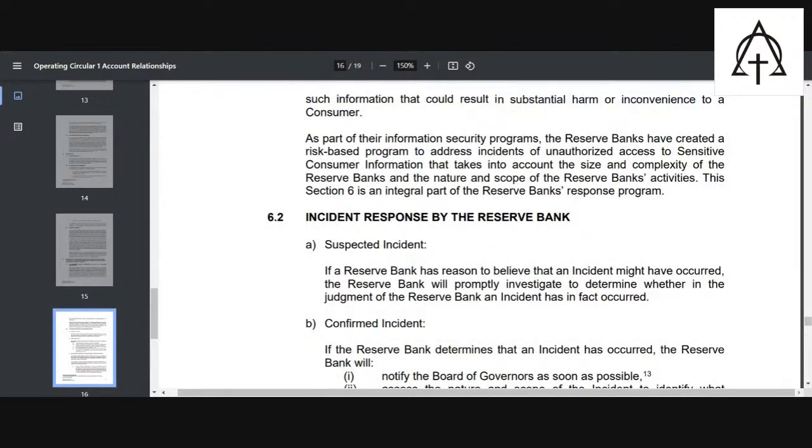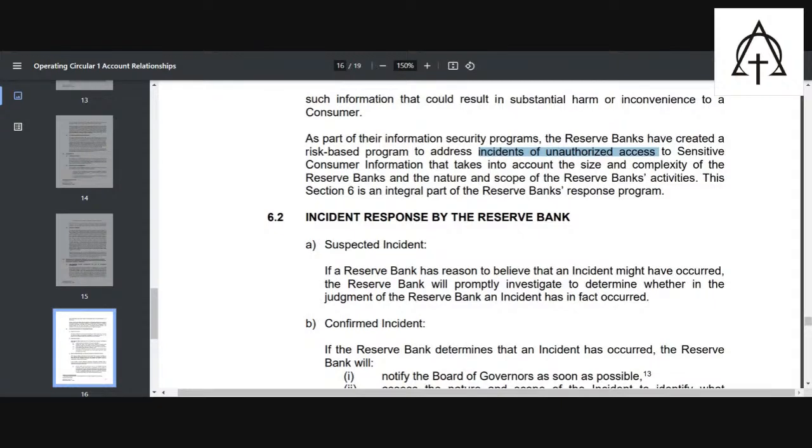As part of their information security programs, the reserve banks have created a risk-based program. That's what I was just speaking of. It's insurance. It's an insurance scheme. Banks are required to carry insurance because it's a risk-based program to address incidents of unauthorized access, which means it's a default to sensitive consumer information. So even if it's your own fault, it still acts as a default. Don't you get it? Use it to your advantage.